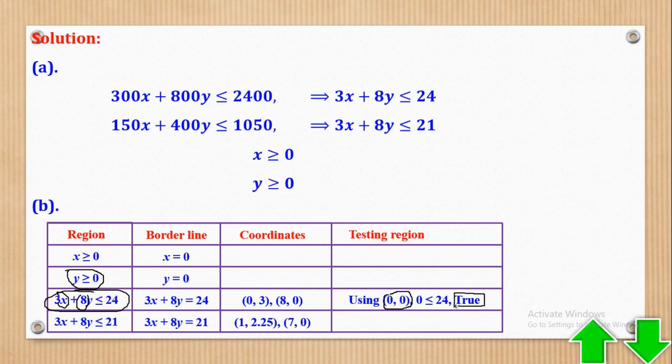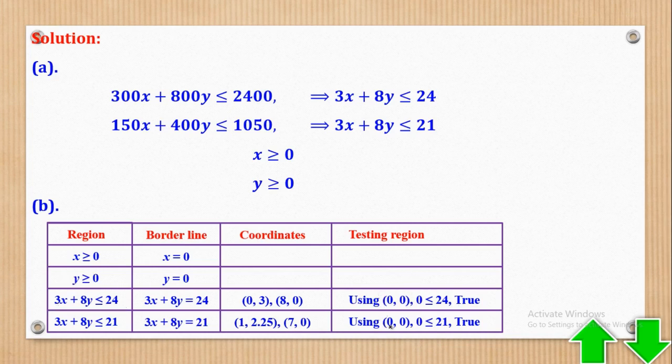Now, true means that the region where you got this point from is the wanted region. Therefore, the unwanted region will be the opposite. Similarly, you do the same for this line. So when I use (0, 0), I come up with 0 less than or equal to 20, and it is also true, meaning that where you got this point from is the wanted region and the unwanted region is the other side.